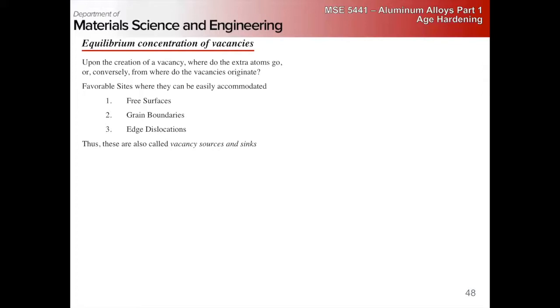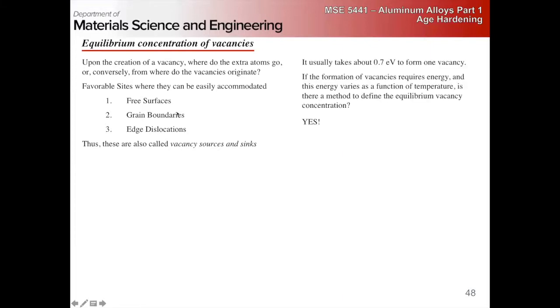Edge dislocations. How do edge dislocations create vacancies? Climb, right? Edge dislocations can't cross-slip. The only way they can move from one plane to the other is to climb. Depending on whether you have positive climb or negative climb, you're going to create or destroy a vacancy. So these essentially all act as vacancy sources and sinks. Okay. So the energy to form a vacancy isn't super large.